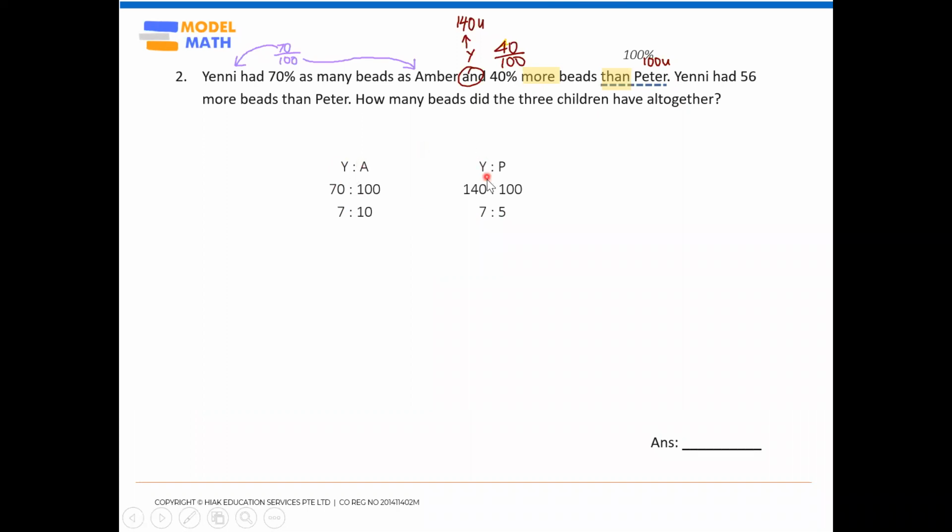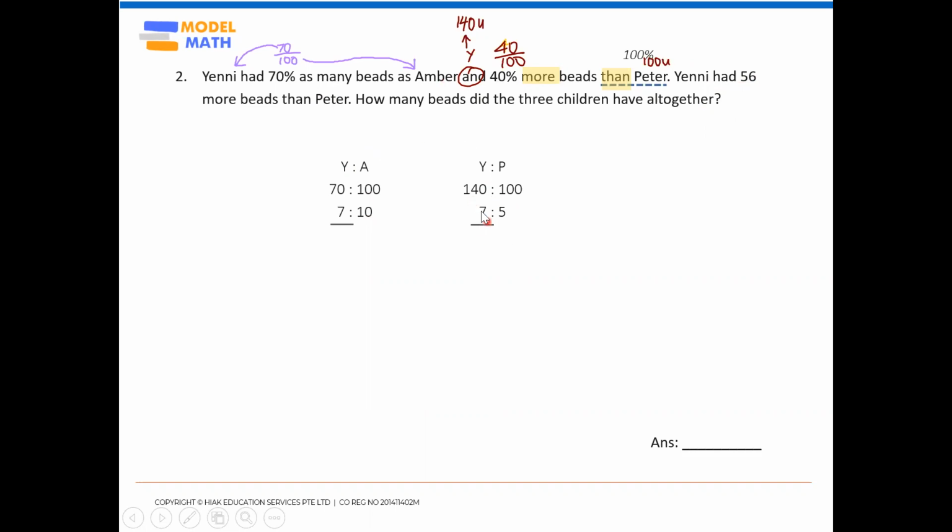We can see Yenny is repeated, right? Yenny, Yenny. So go and make them the same. Luckily for this, it's already the same. So underline your common base once done. Next, you can start to work with the value here. The value here is that Yenny had 56 more beats than Peter. So 56 is the difference between Yenny and Peter.